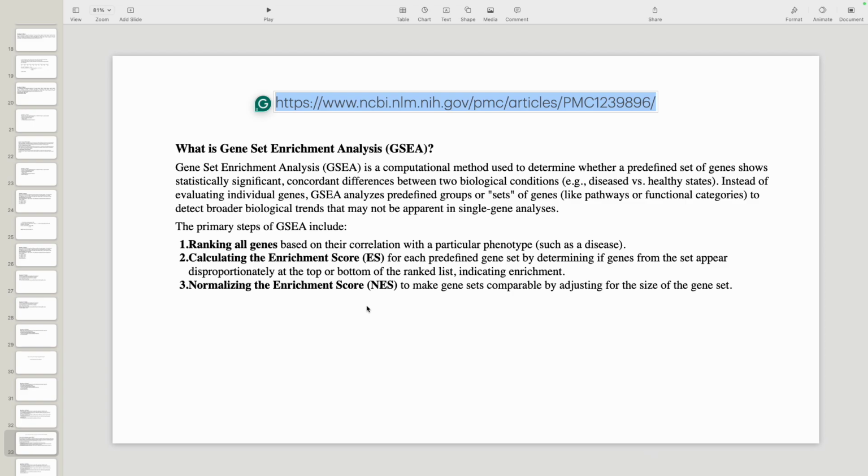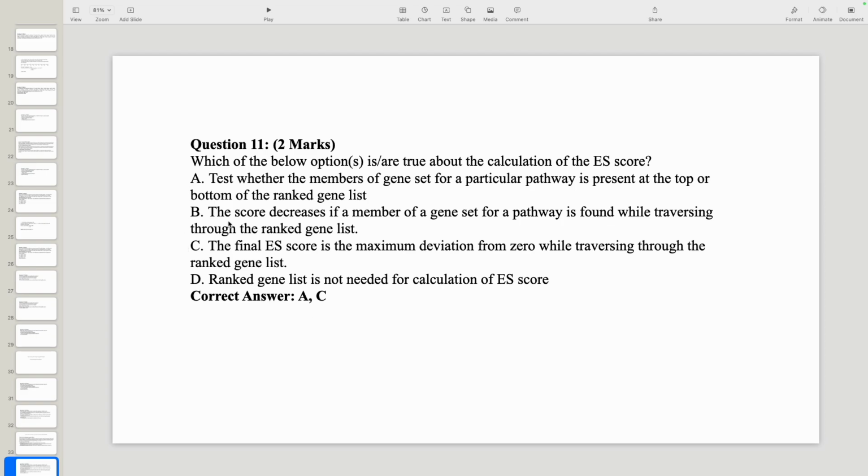So the correct options for this question would be A and C. A, test whether the members of a gene set for a particular pathway are present at the top or the bottom of the ranked list. And C, the final ES score is the maximum deviation from 0 while traversing through the ranked gene list.